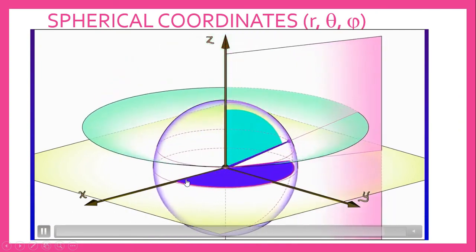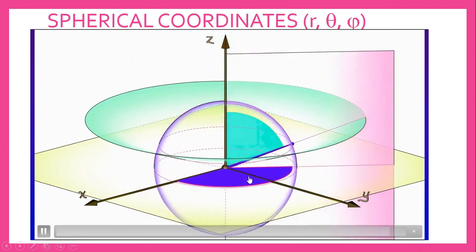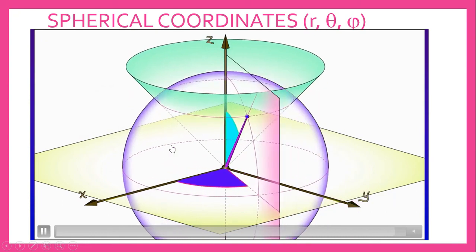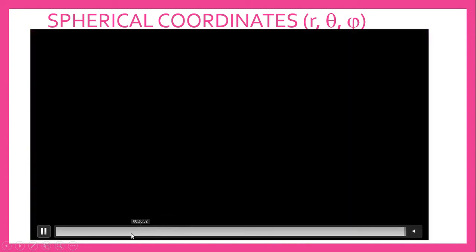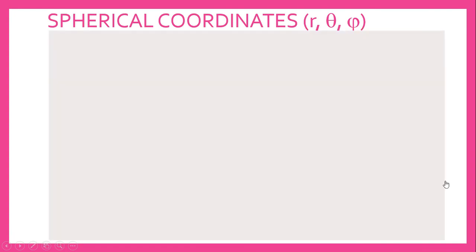See this blue angle varies from 0 to 2 pi, blue color, dark blue. So then I think you will now understand how the spherical is formed. Now let us see the transformation and how to locate the spherical coordinate points.